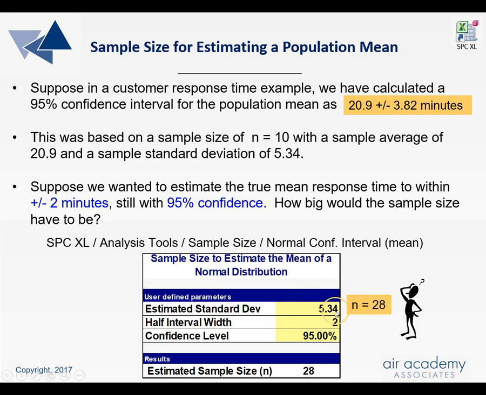And we would have to specify these three things. That is the estimated standard deviation, which in this case we had from a sample of 10, which we might call a pre-sample, a small pre-sample. The half interval width is specified by the user as 2 in this case, and the confidence level is given as 95%. In this case, we would need an estimated sample size of 28. So let's go to the software and actually demonstrate this.